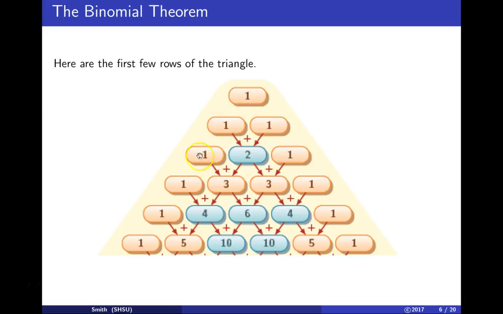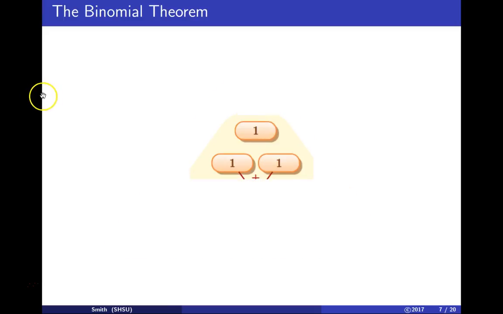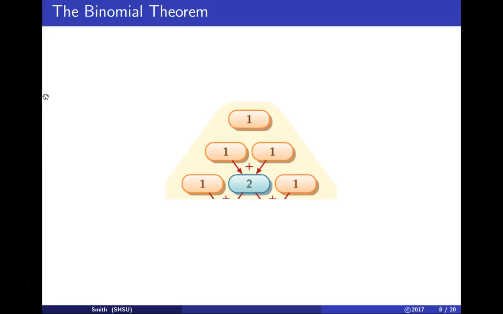Again, notice that the ones come down the left side, the ones come down the right side, and anything in the interior is the sum of the things above it. So this 2 here is the sum of the ones above it. This 3 down here is the sum of the 1 and the 2 above it, and so on. Let's work through these first few rows. Again, we start with this. The ones are getting ready to go down the left and right side, and the next row will have a 2 in the middle. This 2 is the sum of the ones above it.